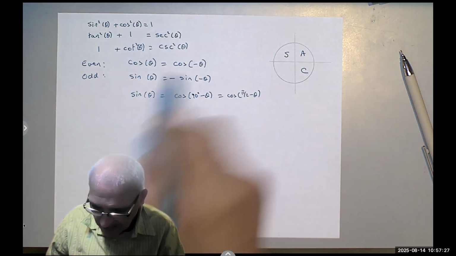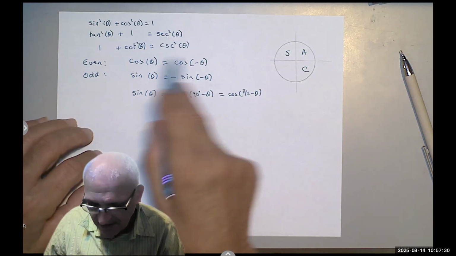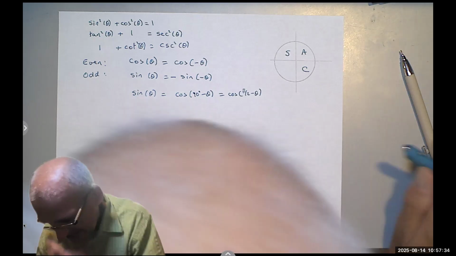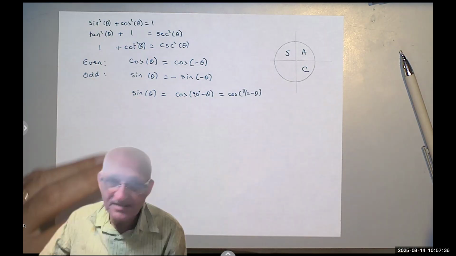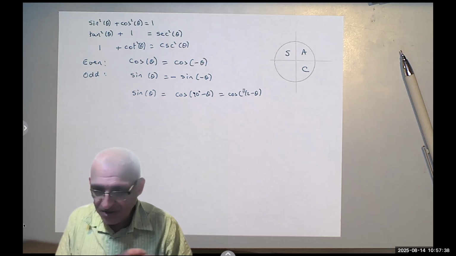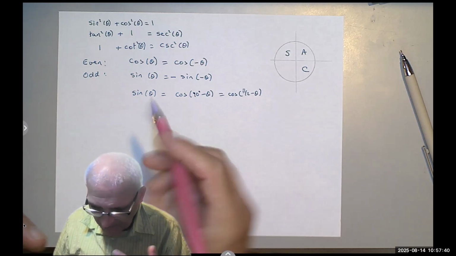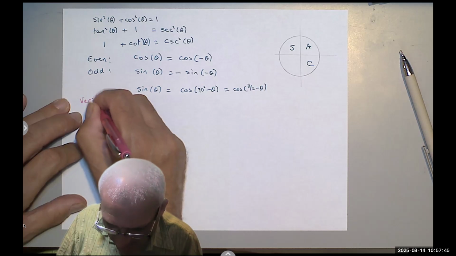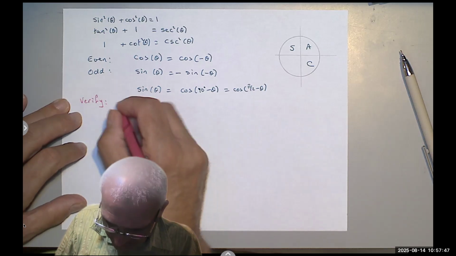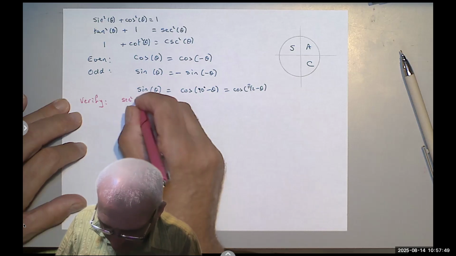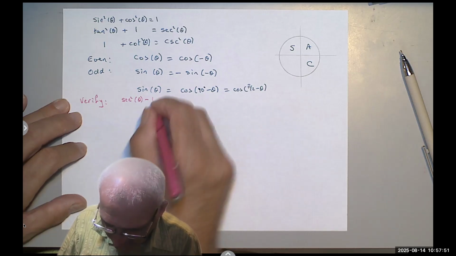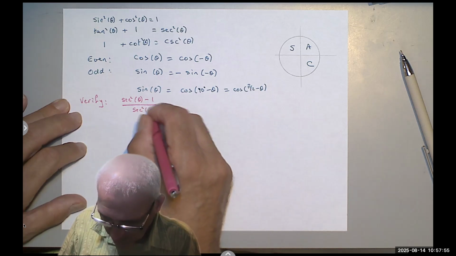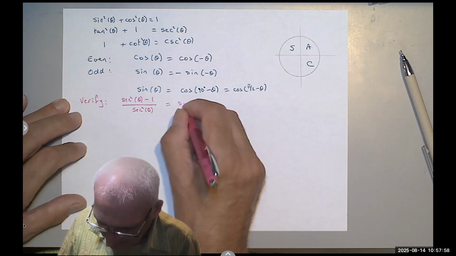So between these three, these are not new, but I mentioned them for the first time because they may help us simplify some expressions. We'll start with some easy expressions. In the first one, they tell you to verify that secant square theta minus 1, if I divide that by secant square, I should get sine square.